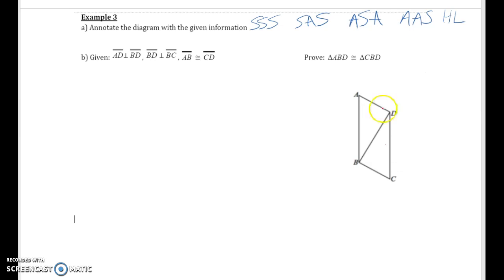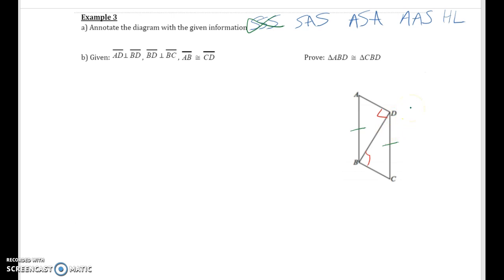AD is perpendicular to BD, so we know that there will be a right angle here. BD is perpendicular to BC, so we know there will be another right angle there. And they give us that AB is congruent to DC. So they didn't tell us about any of the other sides on here, like AD and BC, so we know side-side-side is going to be out. We can't get those third sides there.